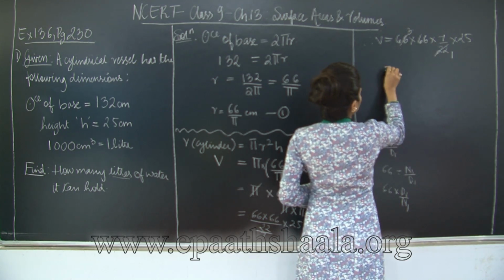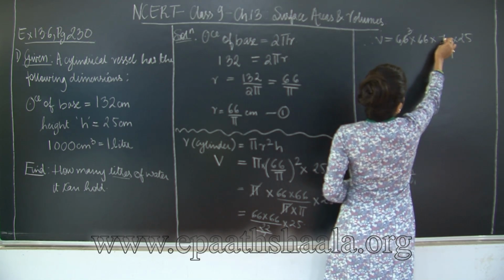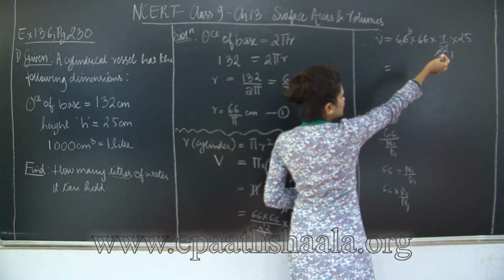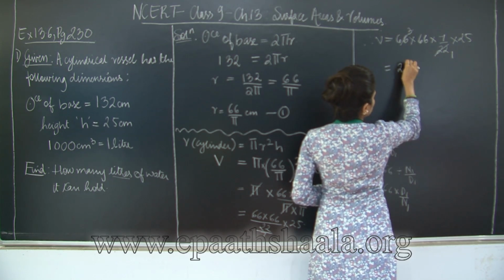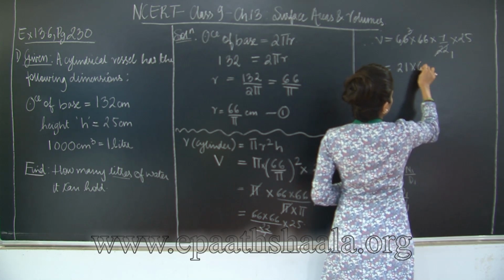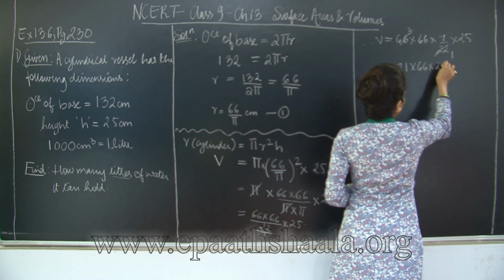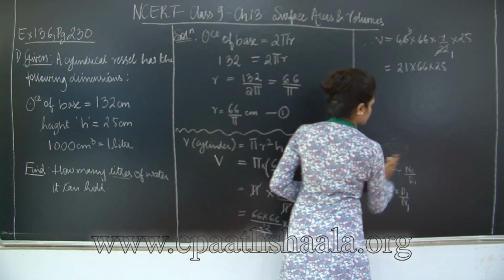So what are we left with? 3 into 66 into 7 into 25. So let's just calculate, let's say, 3 into 7, which is 21, into 66 into 25, right?